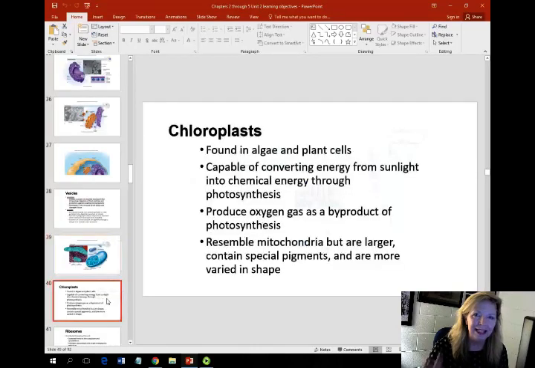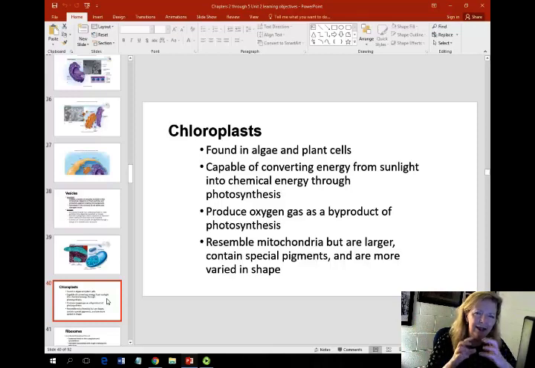Mitochondria and chloroplasts also are incredibly unique organelles found within eukaryotic cells in that they have their own DNA. So as far as their instructions, they're coming from within those organelles. Let me say that again. Mitochondria and chloroplasts are unique organelles because they have their own DNA. They're not being run off of the cellular DNA that's running everything else the cell is doing. They have their own DNA.